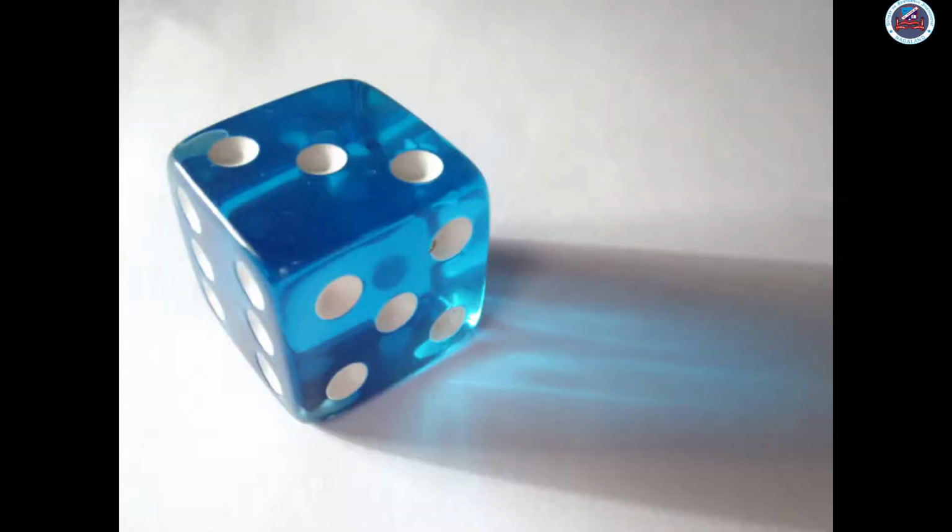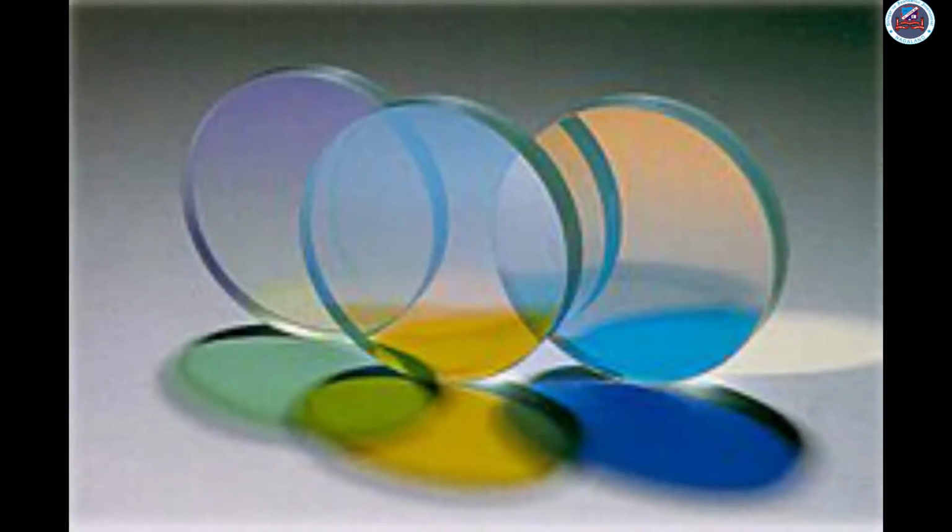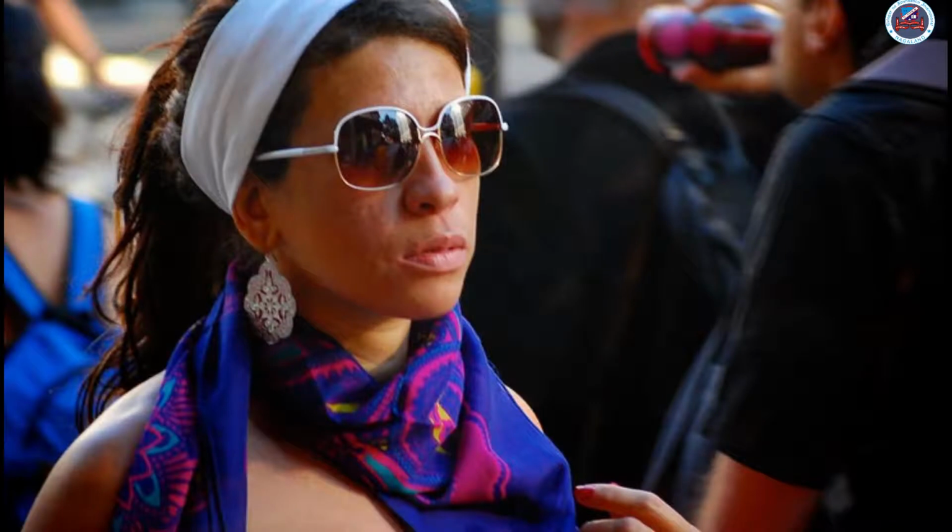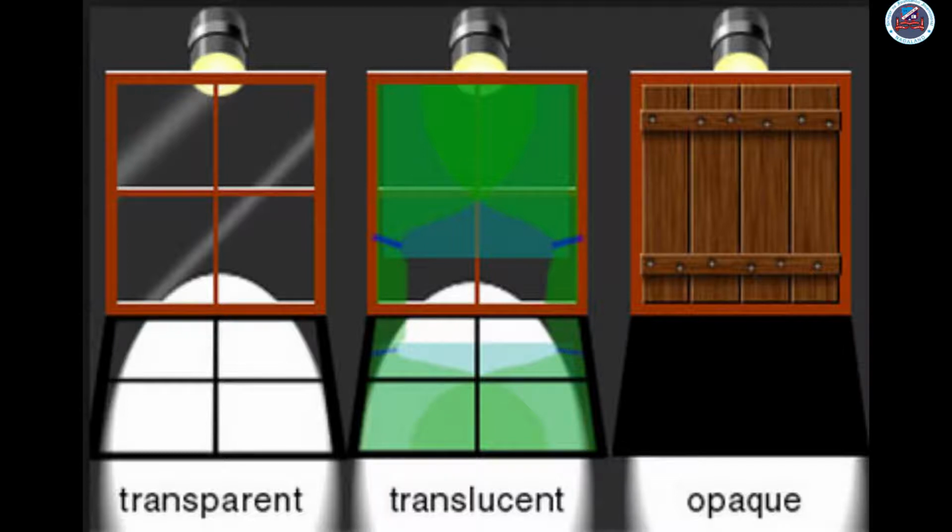There are some objects which allow only some light to pass through them. So the shadow will be lighter. Such objects are known as translucent objects. Our sunglasses are made up of translucent objects. So, from this we can learn that objects that do not allow any light to pass through and give a black shadow are known as opaque objects.